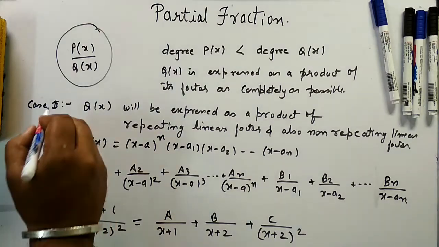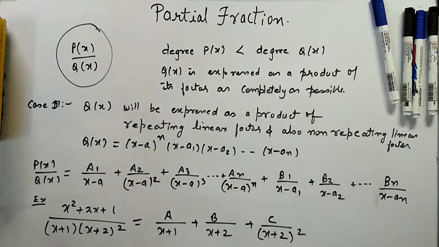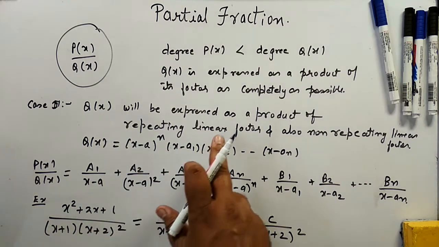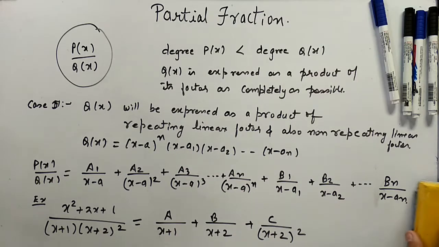Okay, this was the third case. Now in the fourth case, this q of x will be expressed as a product of non-repeating quadratic factors.